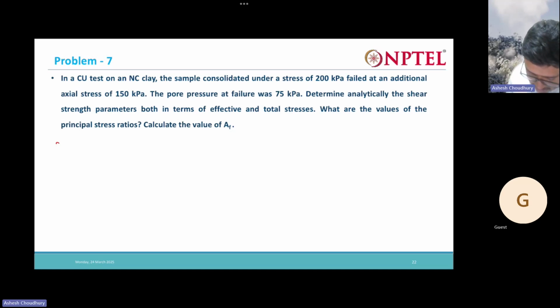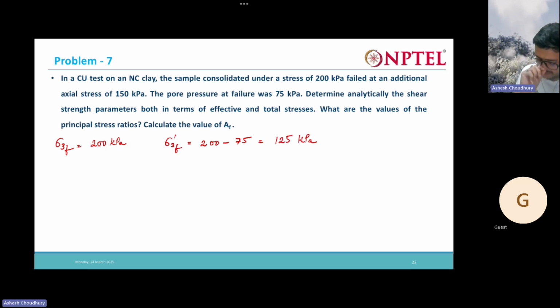That means my sigma 3 failure is 200 kPa. With that, my sigma 3 F effective is 200 minus the pore water pressure. The pore water pressure at failure was 75. So the F suffix means failure. Okay, it's 125 kPa.